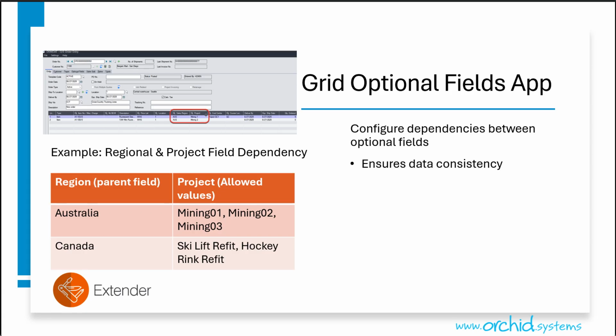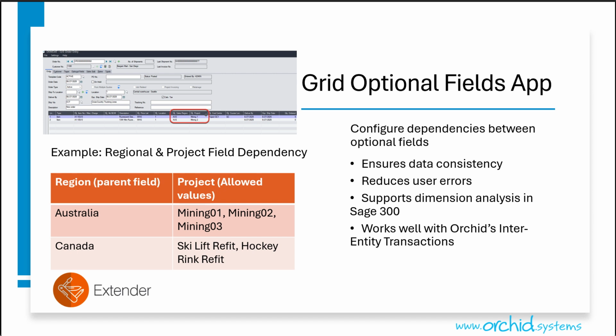This ensures consistency of data, reduces user errors, and is particularly relevant when using dimensions in Sage 300 to track data that are not in the GL. So this supports your dimension analysis in Sage 300 very well. Also works well with Orchid's inter-entity transactions when you use optional field for the entity that the record must go to.